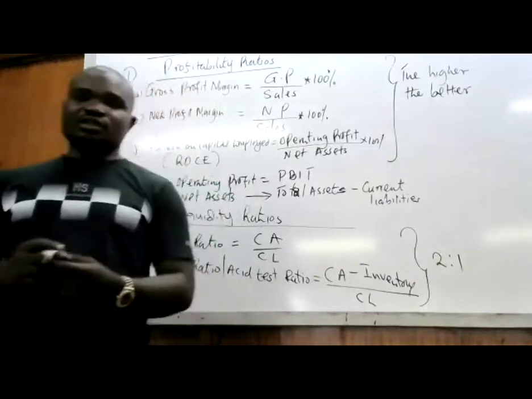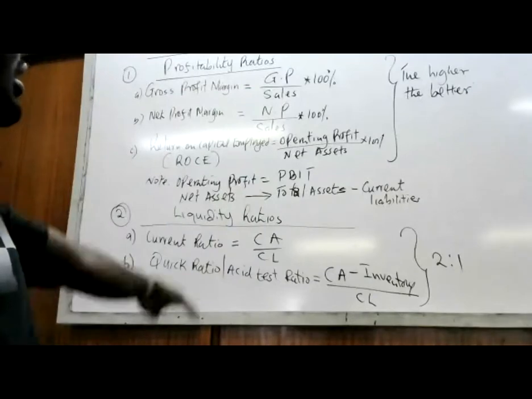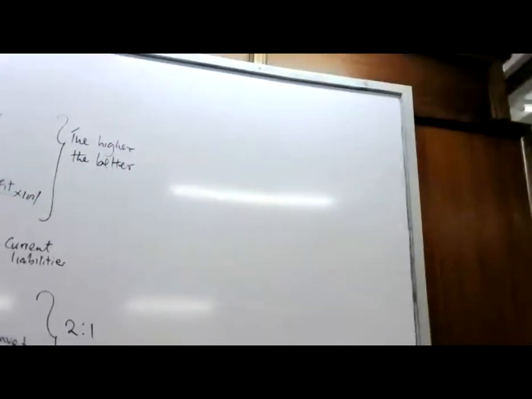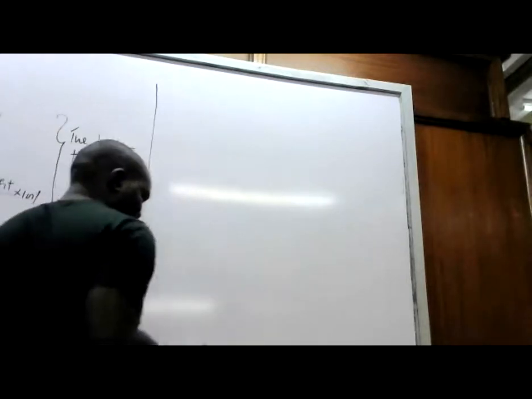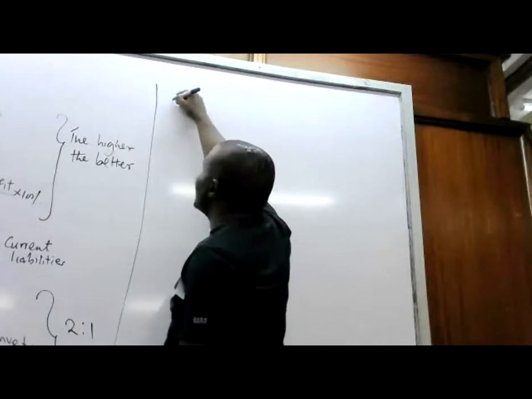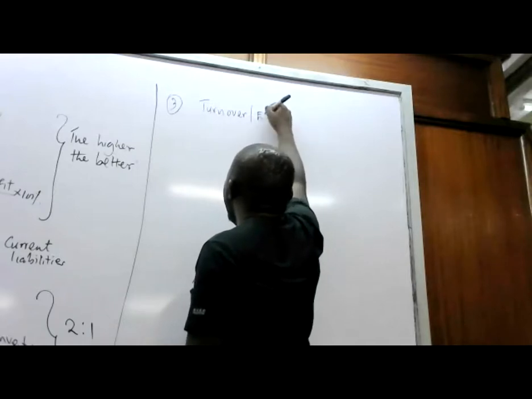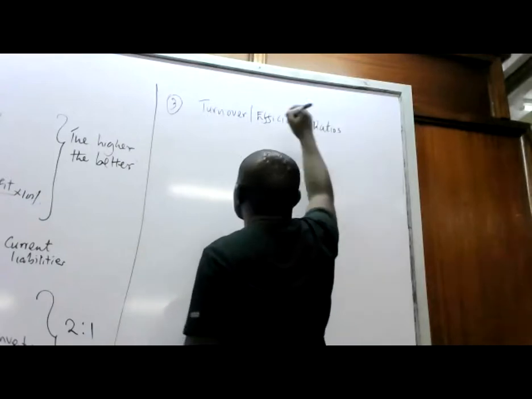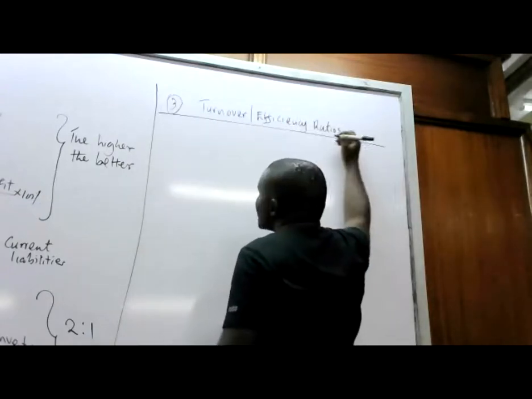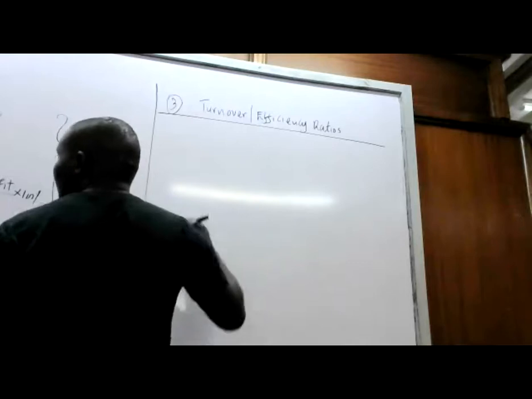Next, I said these ratios are many. There are so many, but at least let's gather these 10 first, then we'll be safe. So number 3, we have turnover or efficiency ratios.